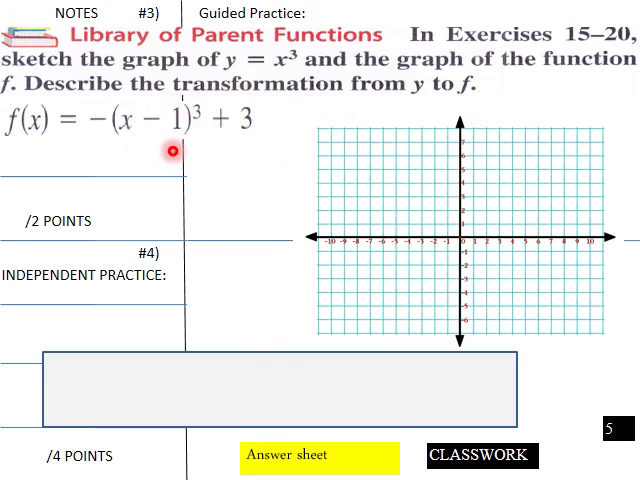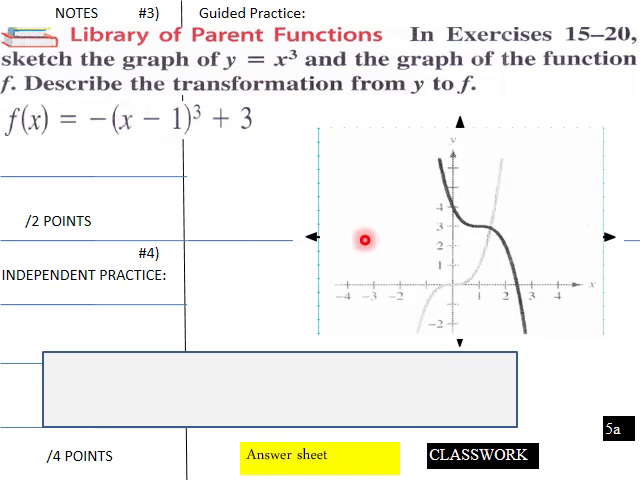So in this situation here, sketch the graph of y equals x cubed, and then the graph of the function f. So here is the function that you need to sketch into your grid, and then explain how that is a transformation from y to f is what the question is. So here is y equals x cubed, this one here.